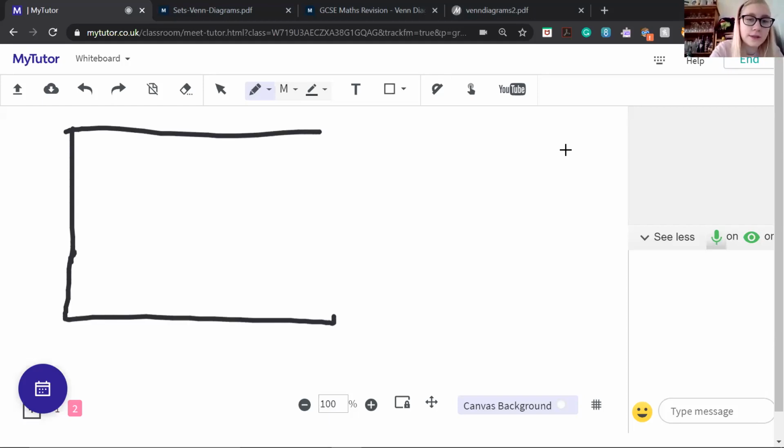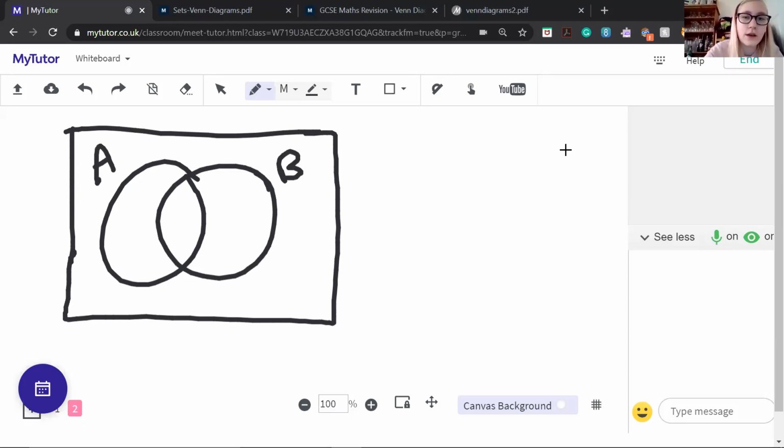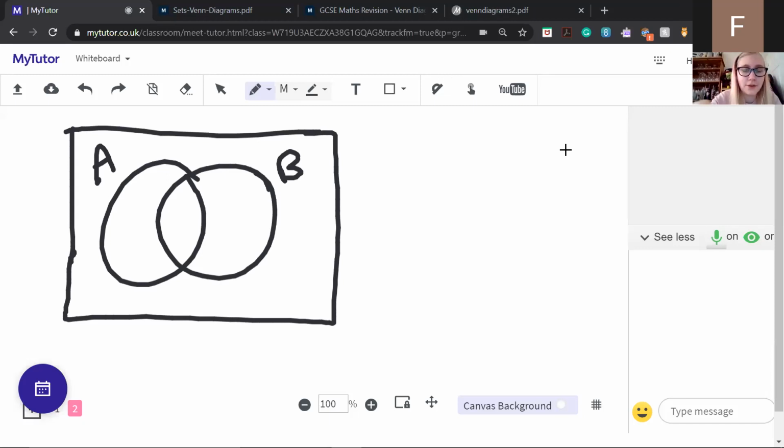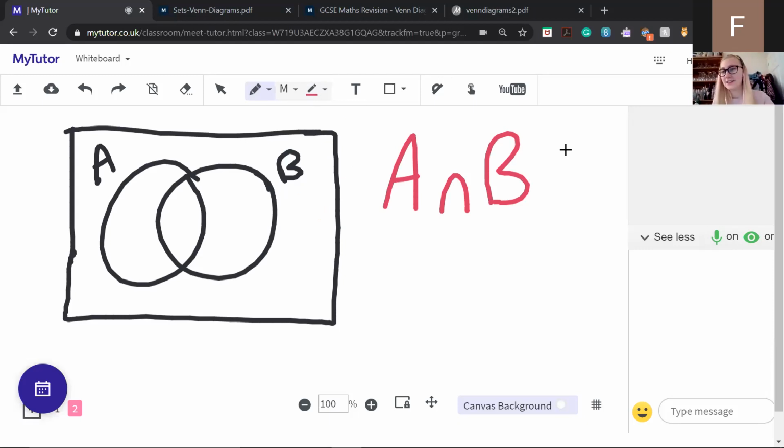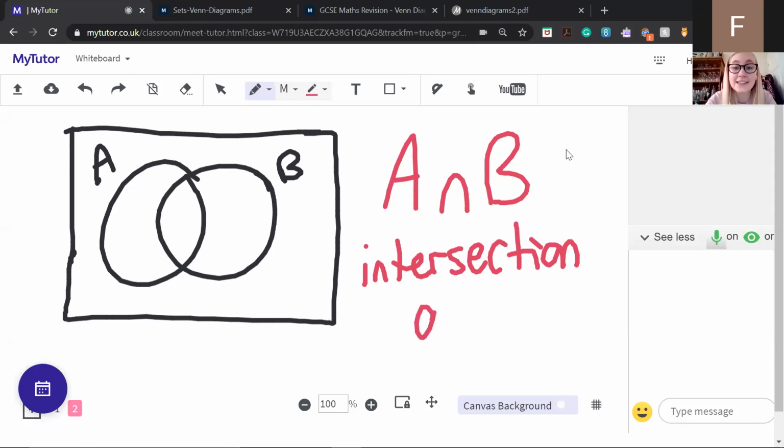So now we've got some scarier looking notation. We've got these lovely things. Horrible, right? This looks like an N. It's not an N. An N would be like this, right? This is just a kind of curve. And this means A intersection B. There are loads of words for this. The most common ones that I'll use are intersection and. So what this means is it's A and B.